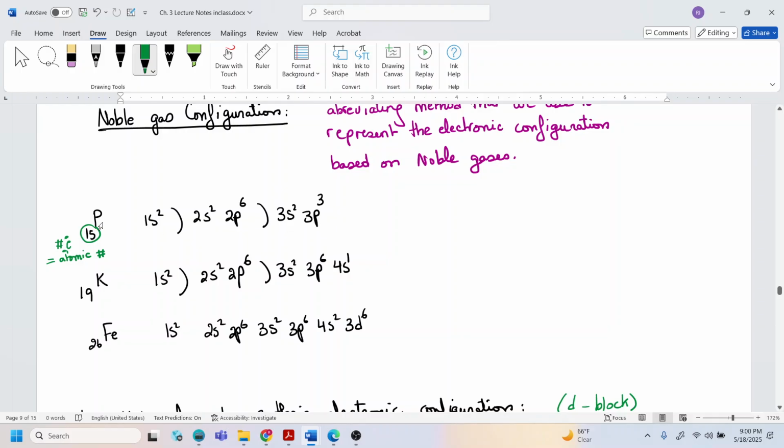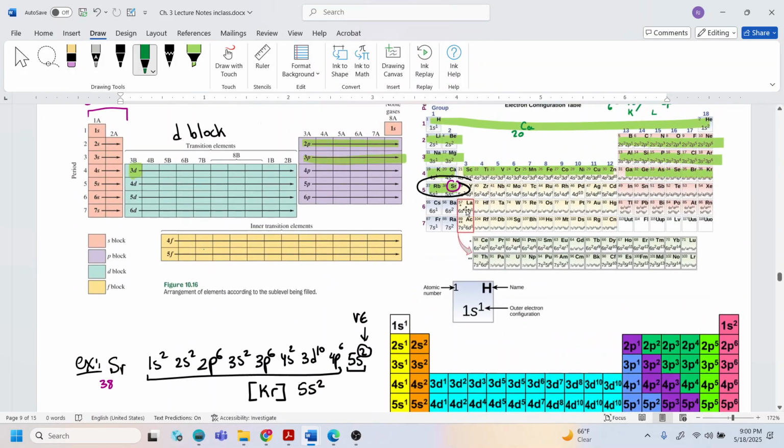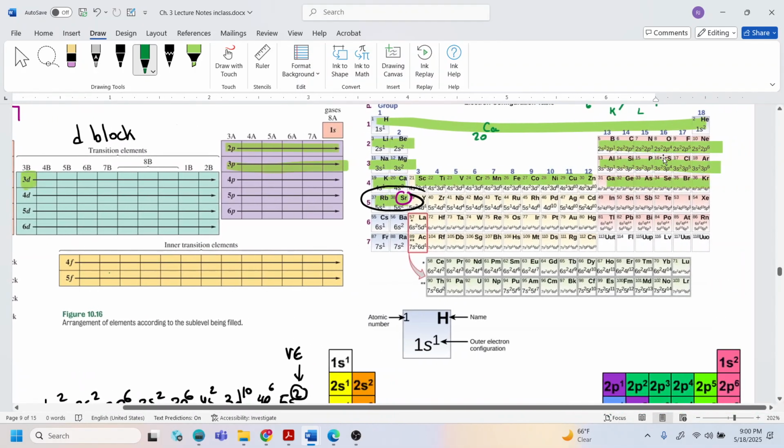Remember that phosphorus is in group number 5, so this is why the valence electrons are 5 over here. If I want to relate this to a noble gas configuration, look at the periodic table. Where's phosphorus? Phosphorus is here in the periodic table.